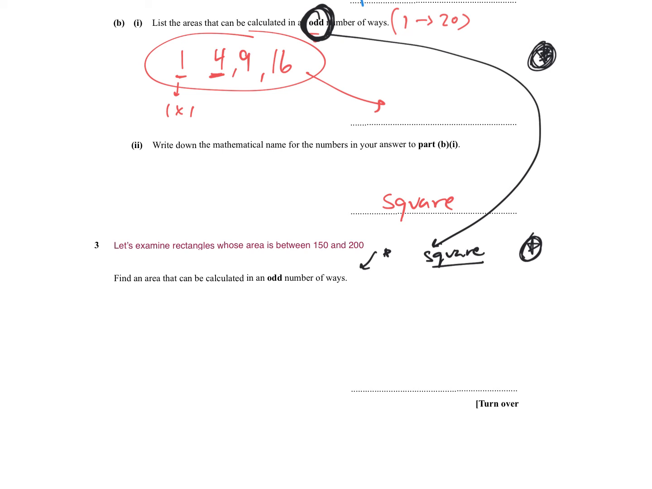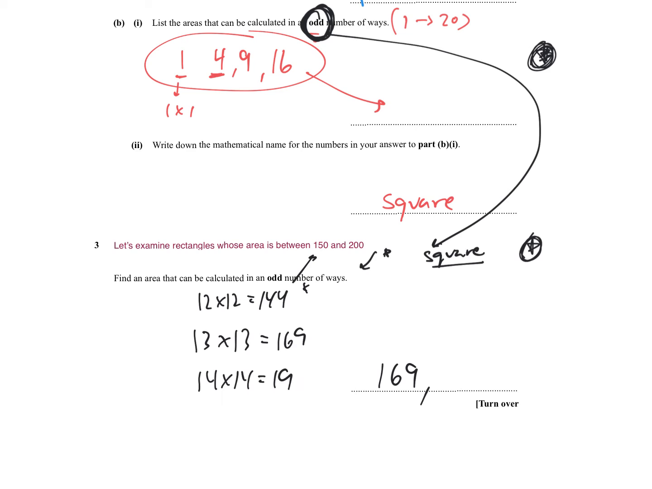But the 12 times 12 is 144, so that doesn't quite reach the 150 mark, but 13 times 13 is 169. So 169 is the area that's connected to the 13 times 13. And 14 times 14 is 196. Again, these are not things that you need to be able to do in your head. You could just do them in your calculator. But those are the two areas that can be calculated in an odd number of ways. And being able to get that is just 1 mark for that question.